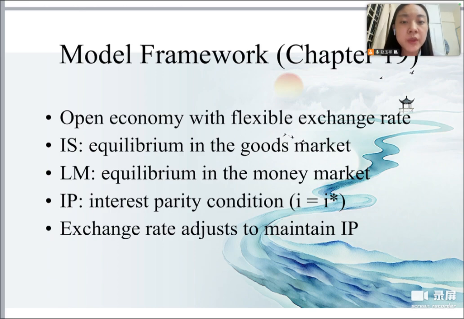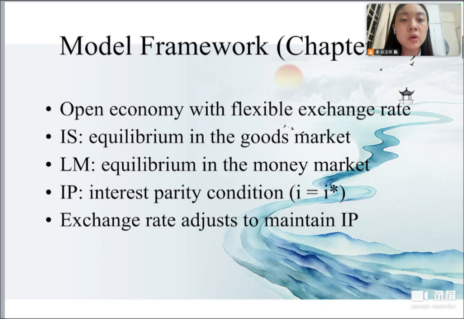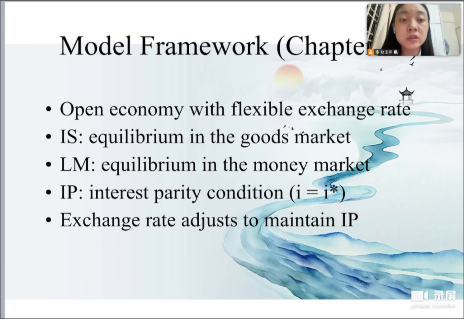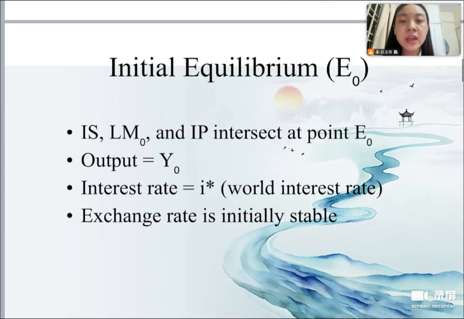The IP curve, or interest parity condition, shows that the domestic interest rate must be equal to the world interest rate, assuming perfect capital mobility. Because the exchange rate is allowed to float freely, it adjusts to ensure that the interest parity condition always holds.